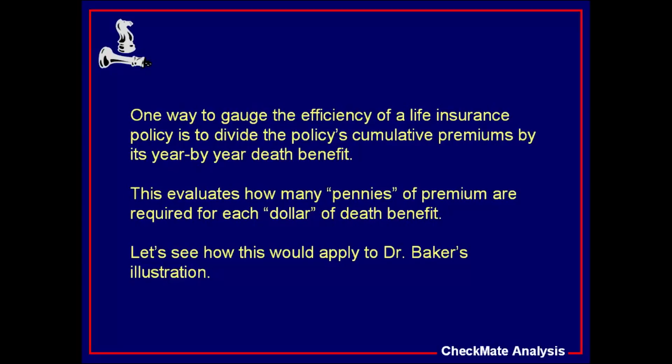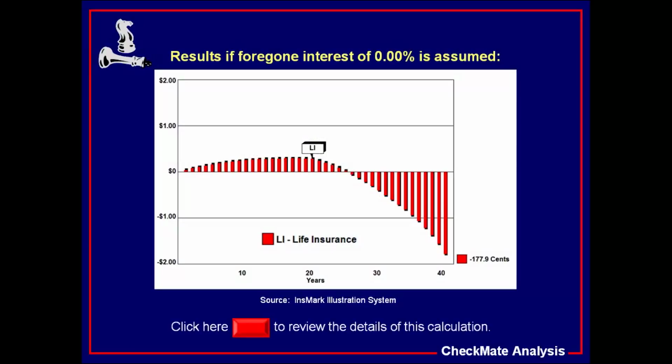Let's see how this works for Dr. Baker. That's a graph in this example. As you can see, the LI line for life insurance, that's the cost per penny for each dollar of death benefit. And it's interesting to note that during the accumulation years it rises slightly, and then during the tremendous efficiency of accessing cash values without income tax, the graph goes negative, so that over 40 years, which is about George's life expectancy, each dollar of death benefit delivered to his family costs a negative 177 cents.